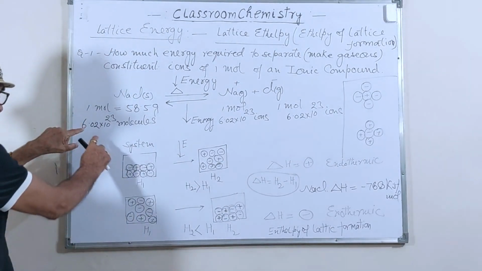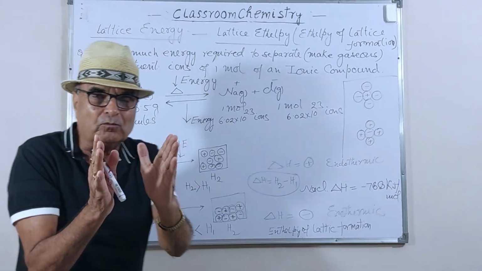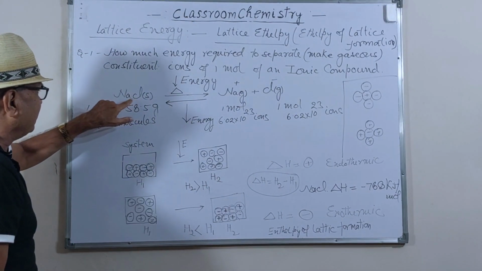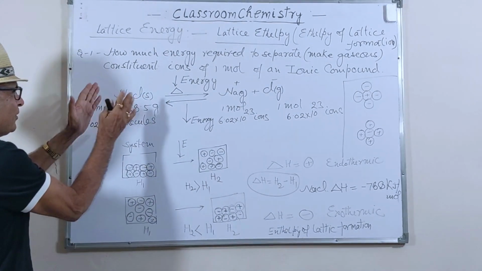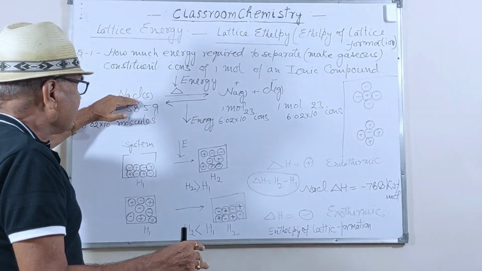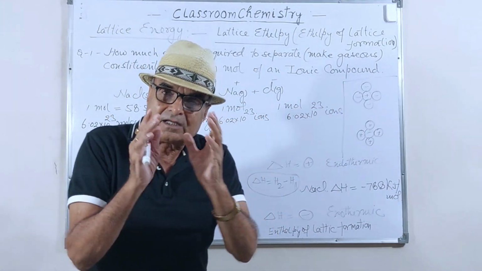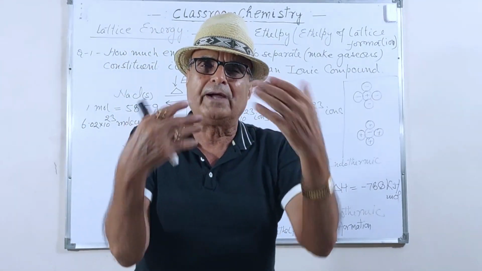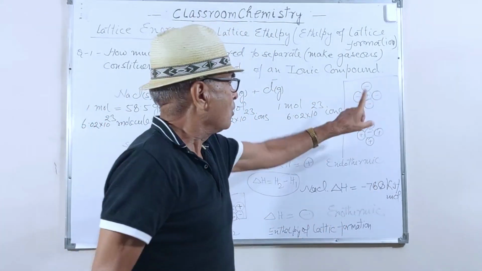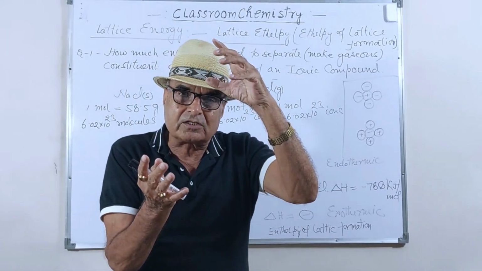Now, the molecules in NaCl are in the form of NaCl, and each Na and Cl is attracted to the other by electrostatic forces. This NaCl is in the form of a crystal. In the crystal, each sodium ion is surrounded by 6 chloride ions.